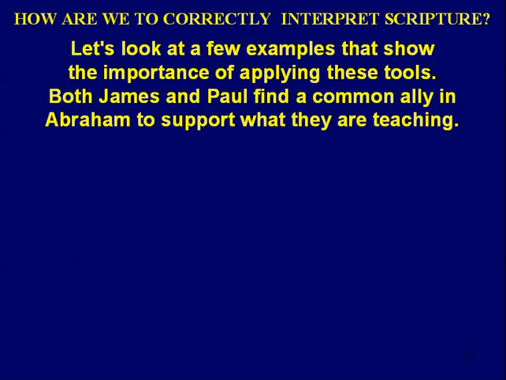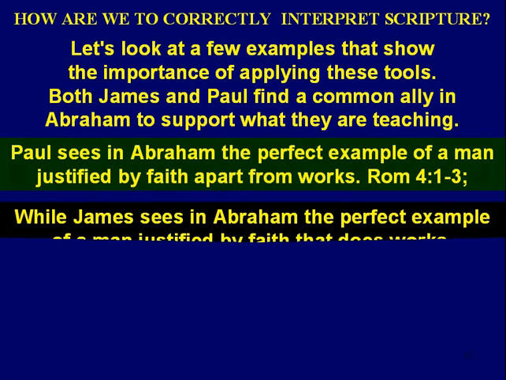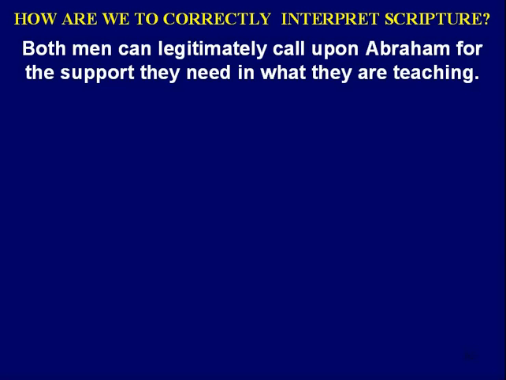Both James and Paul find a common ally in Abraham to support what they are teaching. Paul sees in Abraham the perfect example of a man justified by faith apart from works, according to Romans chapter 4, verses 1 to 3. James, on the other hand, sees in Abraham the perfect example of a man justified by faith that does not stop at words, or at least not works of law. Both men can legitimately call upon Abraham for the support they need in what they're teaching.